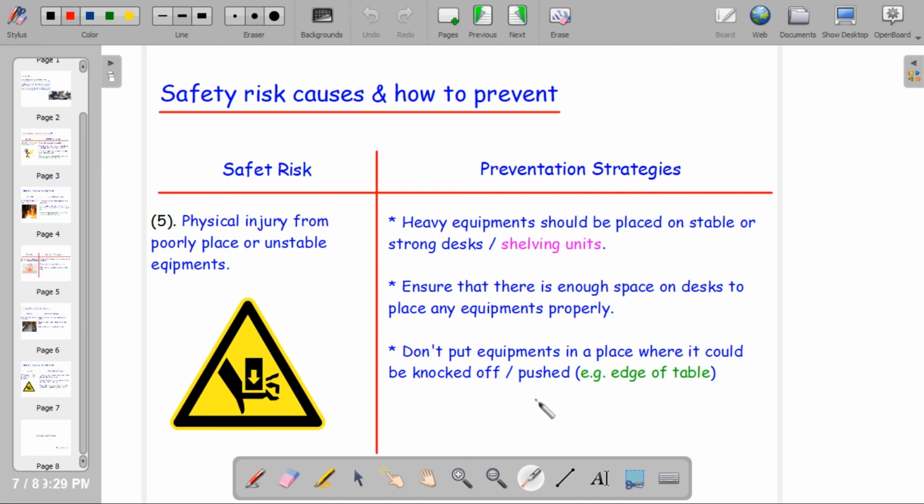The last prevention strategy of this safety risk is never put the equipment in any kind of place where there's a chance that it might be knocked off or pushed, basically the edge of the table. It's very wrong to keep your heavy equipment on the edge of the table. So all of this is considered as a prevention strategy of safety risk number 5.